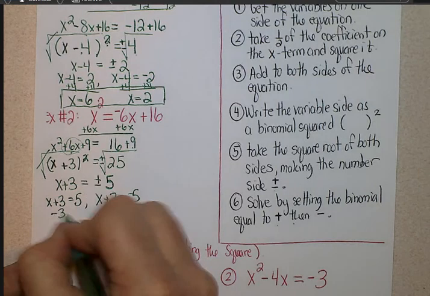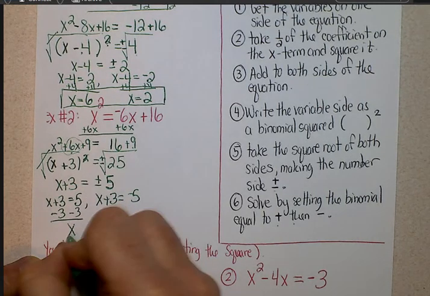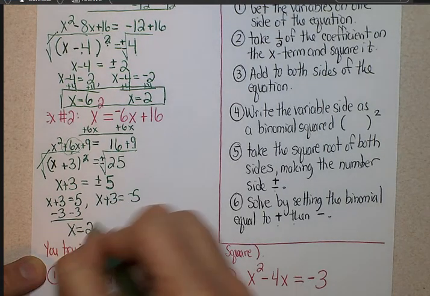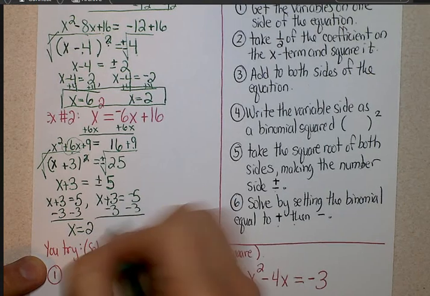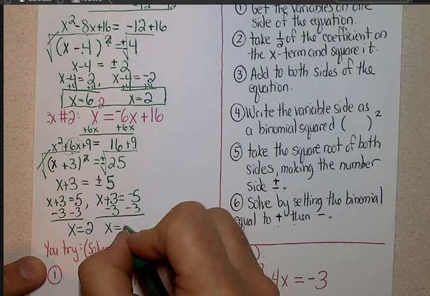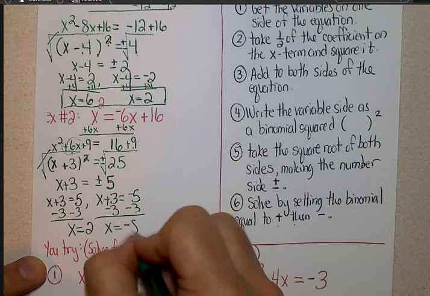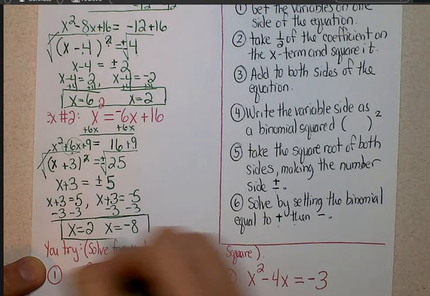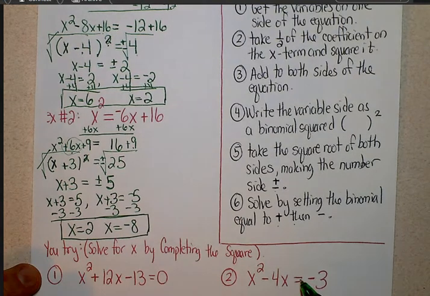Subtract 3 from both sides. X is equal to 5 minus 3, which is 2. Subtract 3 from both sides. X is equal to a negative 5 and a negative 3, which is a negative 8. And there are your two solutions. And that's solving a quadratic by completing the square.